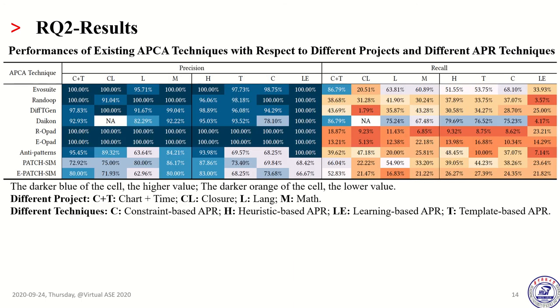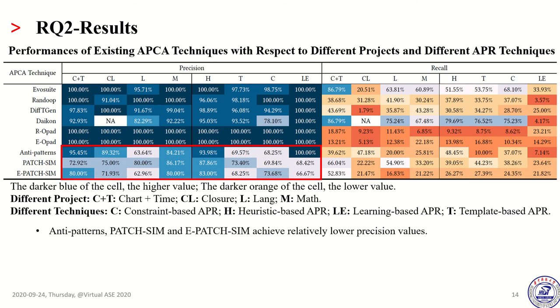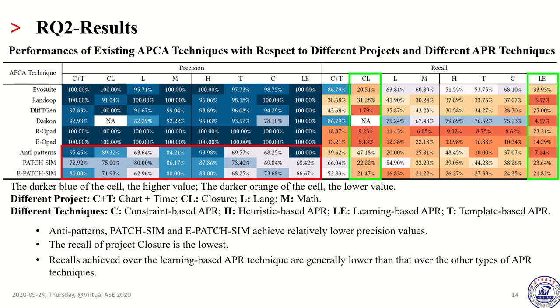This table shows the results of existing APCA techniques in terms of precision and recall, separated by different types of APR techniques and different projects. We find anti-patterns, patch theme, and Eversweet-based patch theme achieve relatively lower precision values. The recall of Project Closure is the lowest, and recalls achieved over the learning-based APR technique are generally lower than that over the other types of APR techniques.